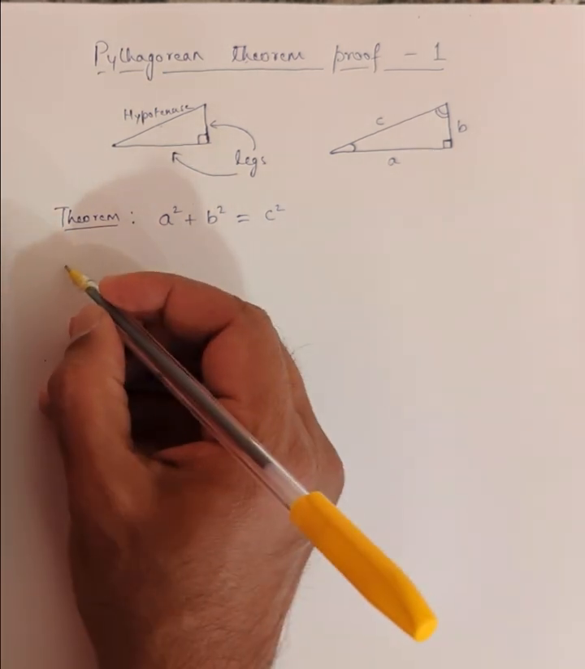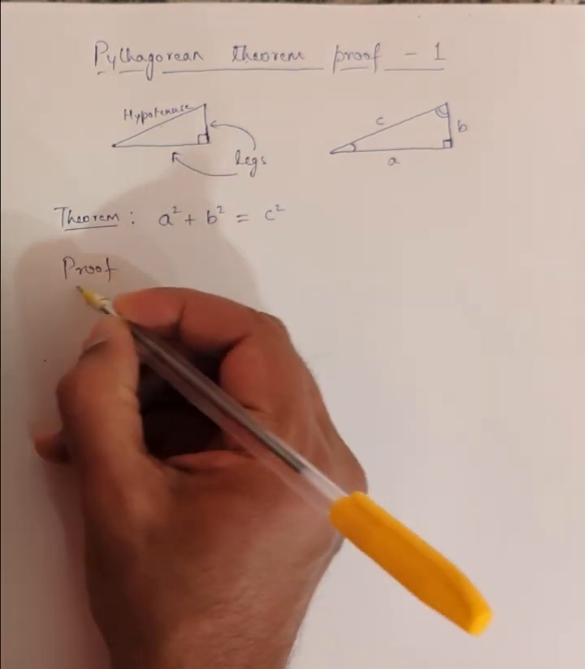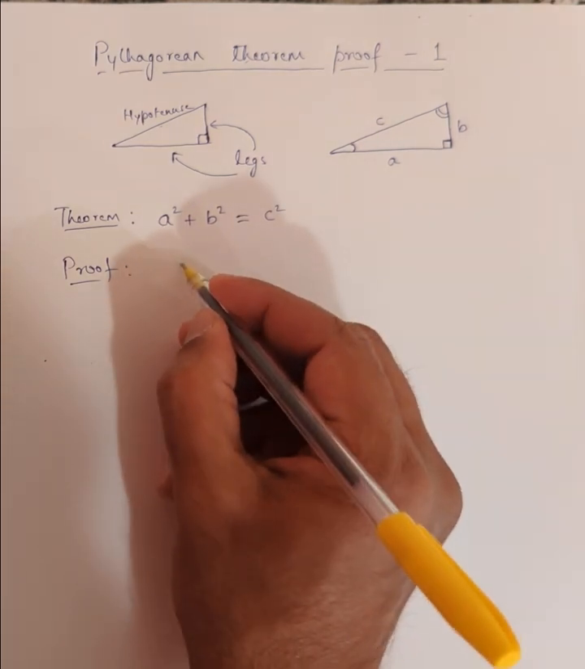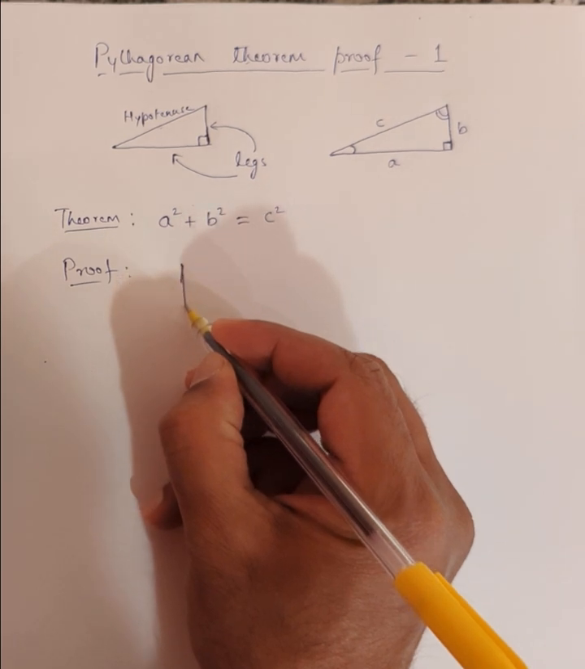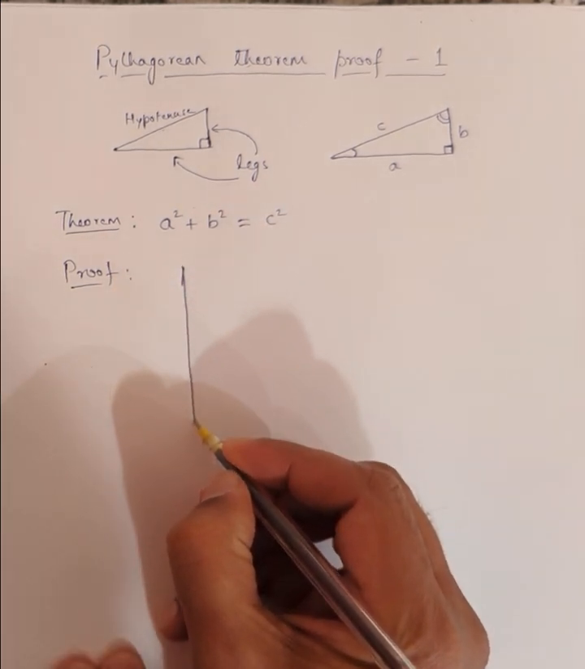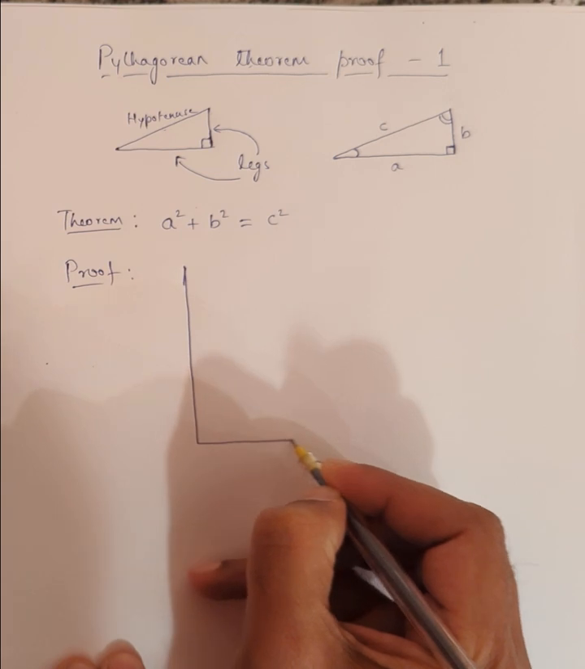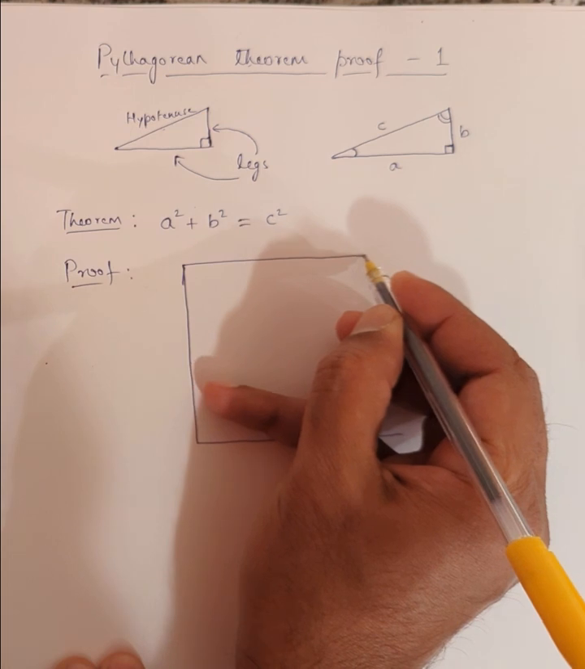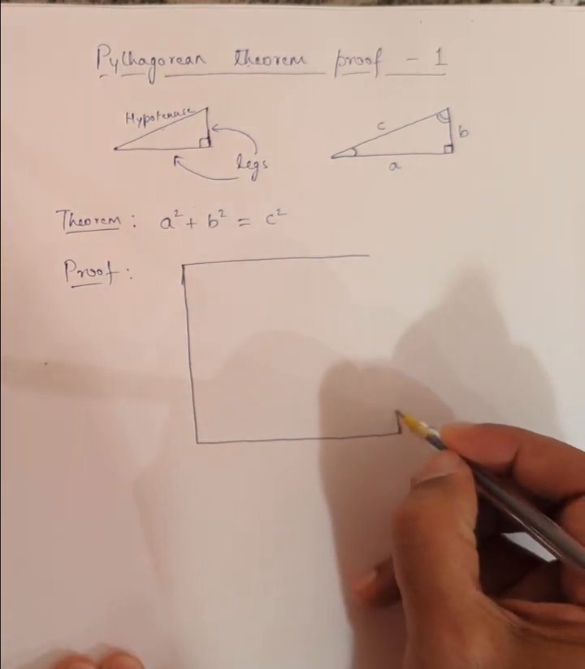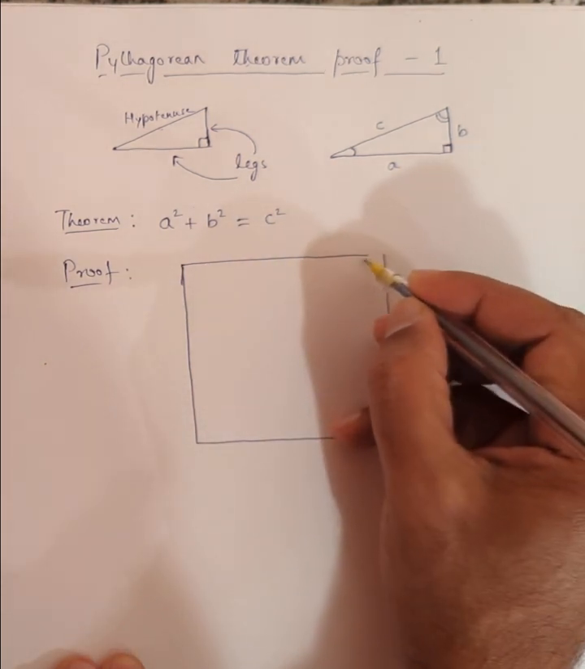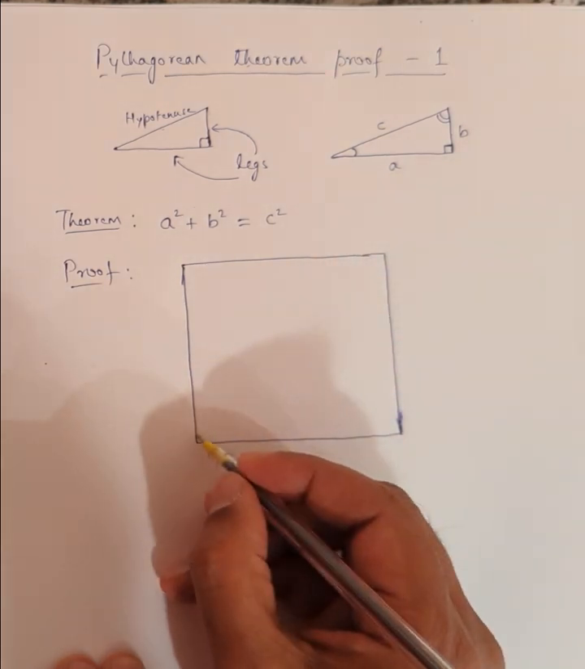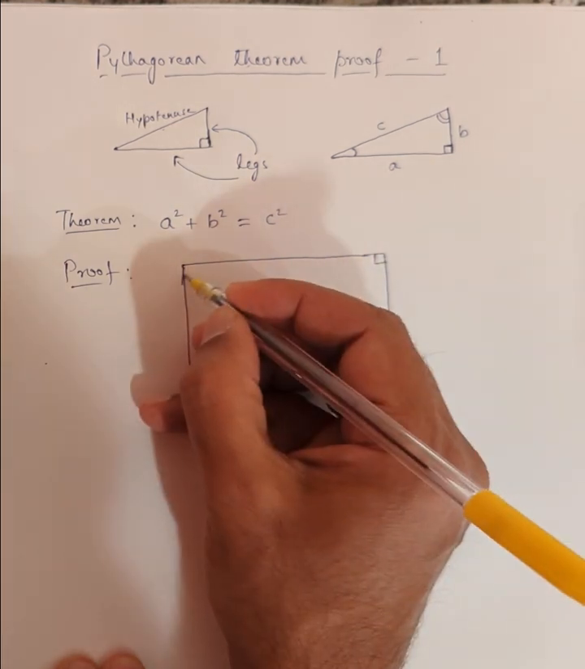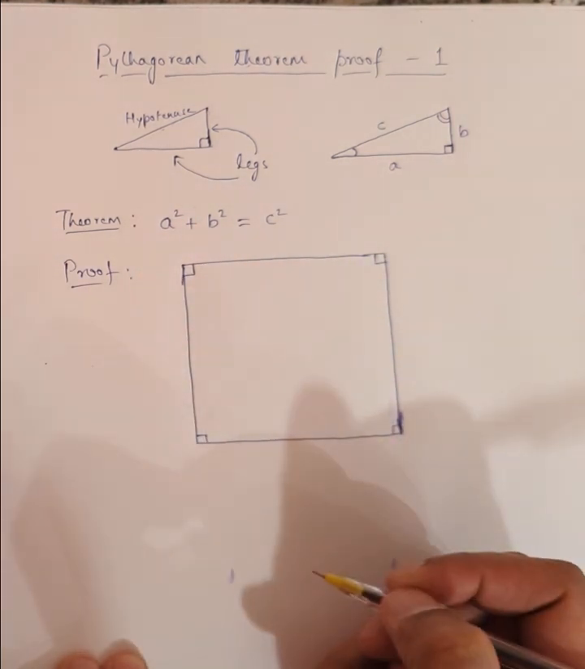Now let's go ahead and draw a square for our proof. So here is a square that I want to draw. Since this is a square, all the sides are equal and all of the angles are 90 degrees.